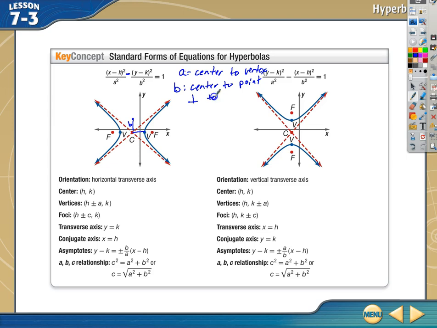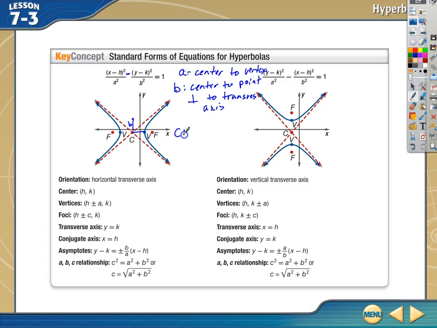And it's perpendicular to the transverse axis. What's the transverse axis? Right here, the transverse axis is, if you will, what we used to call the major axis. It's the one that's controlling which way my hyperbola is going. The one going up and down in this case is your conjugate axis. Okay, we'll talk more about that in a second.